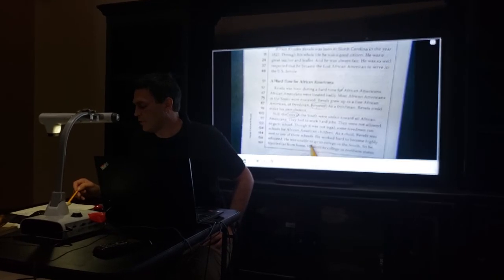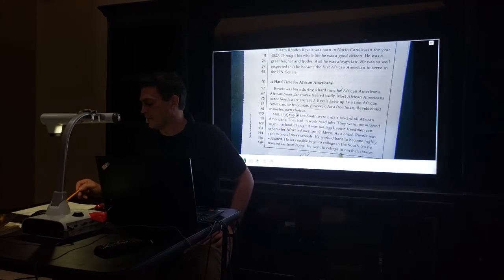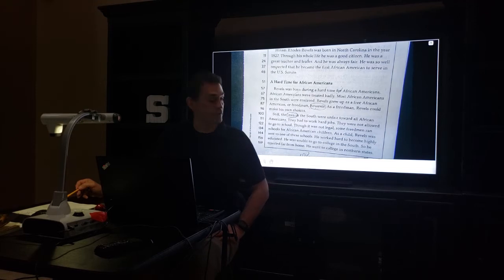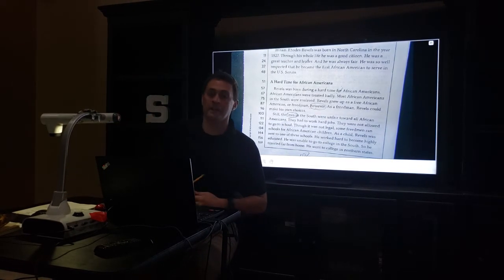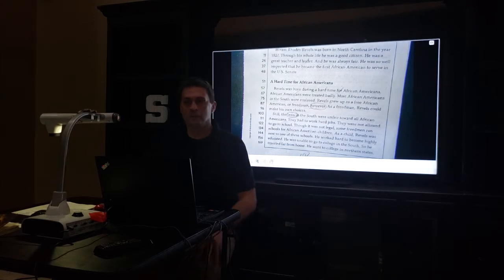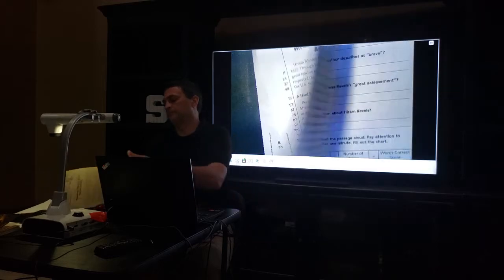He was unable to go to college in the South, so he traveled far from home. He went to college in northern states. So like Michigan would be considered a northern state. Florida, Georgia, those would be considered southern states.